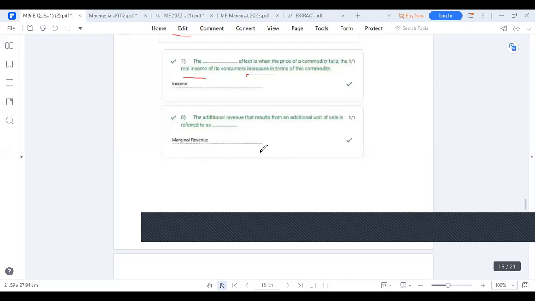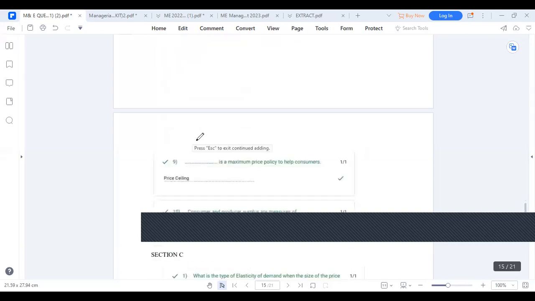All right. Additional revenue will result from an additional unit sale. So any additional revenue from an additional unit sale is called marginal revenue. So marginal is simply additional revenue. Additional cost is called marginal cost. Additional production is called marginal product. So you need to know anything additional is what? Marginal. So additional revenue is marginal revenue.